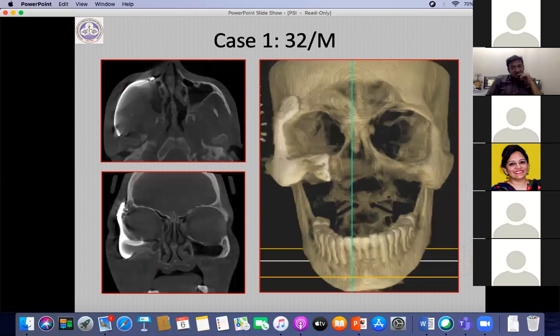The post-op CBCT shows absolute mirror imaging. The contouring is almost near to normal. The anterior-posterior projection is normal. The transverse width is normal.